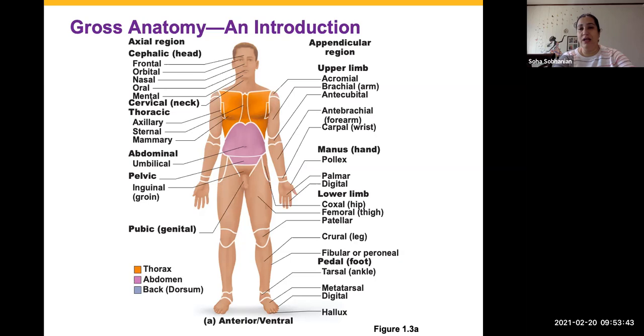For instance, I'm just gonna give you a couple of examples. This region, your arm, is referred to as the brachial region, okay? So in this region, you have muscles that are called biceps brachii and triceps brachii. So if you know this region is called brachial, right? Your arm is called brachial, learning the name of the muscles becomes easier because the muscles also use the same vocabulary.